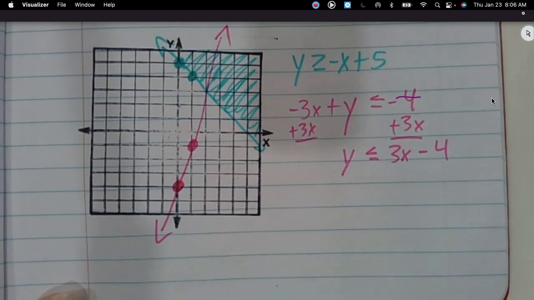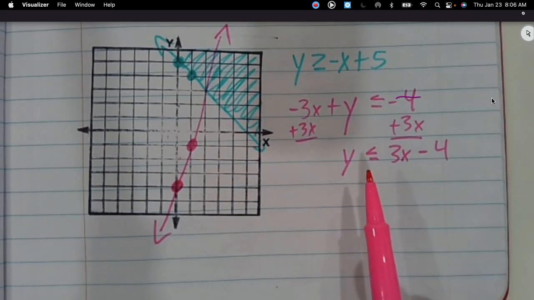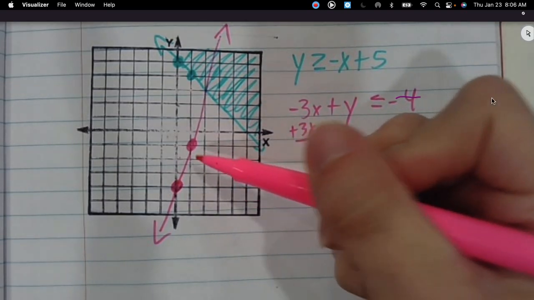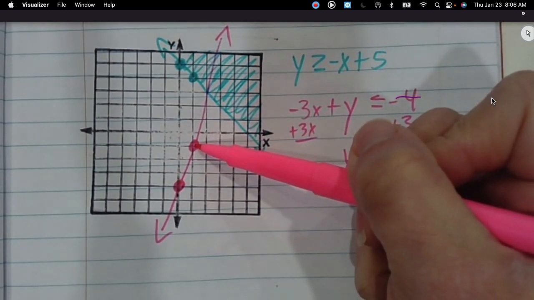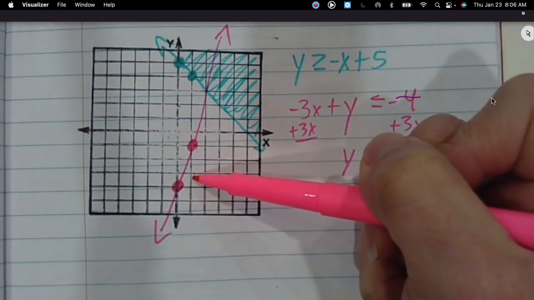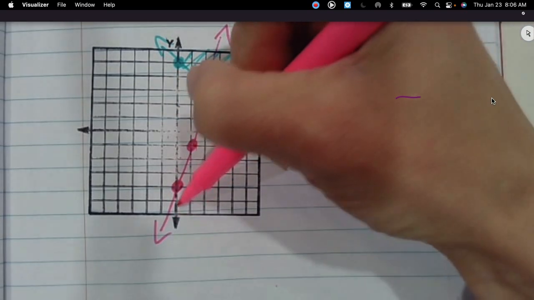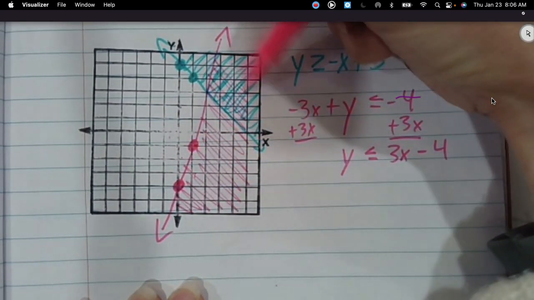Okay, now do I shade above it or below it? It's the less than sign, which means it's below it. If that confuses you, just pick a point on that line, and since it's below it, just go down. That's the side I'll shade on, all underneath that pink line.